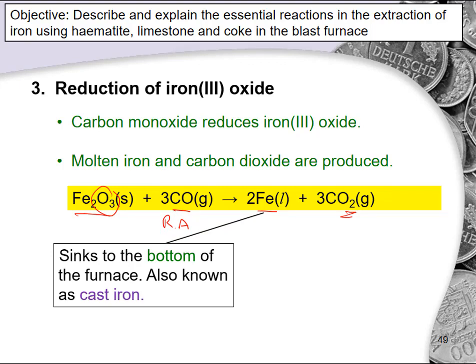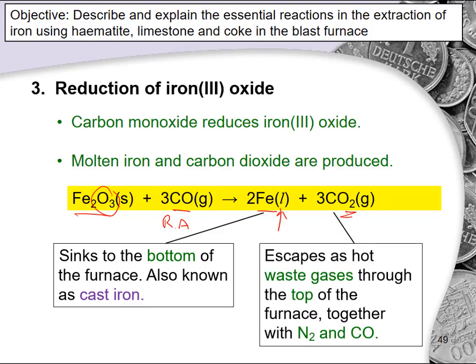And this iron will sink to the bottom. That's why you have a molten iron. Take note of the molten state, which is liquid. And this iron obtained is not pure. Right out from the blast furnace it is called cast iron. It's impure iron. And the carbon dioxide escapes together with other hot waste gases from the top.